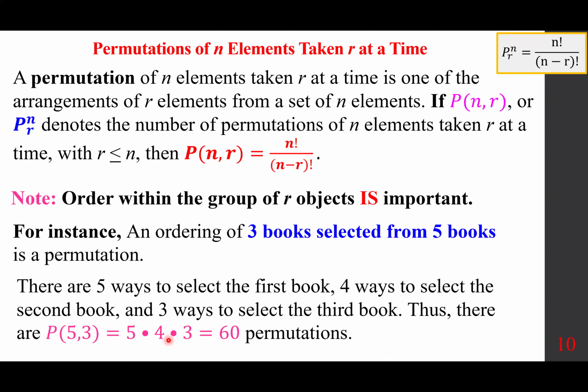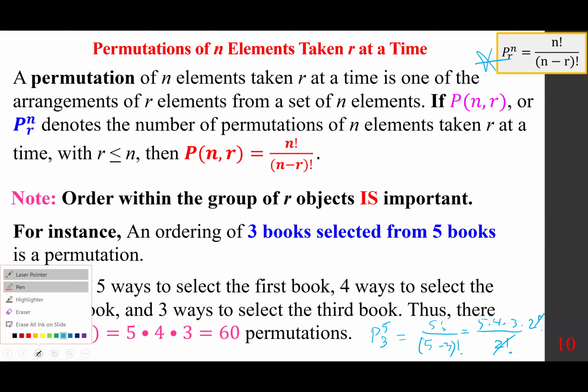Or you can say P(5,3), which is n factorial, according to this formula, right? 5 factorial divided by 5 minus 3 factorial. Okay, so I hope you see that the denominator is 2 factorial or simply 2. The top is 5 times 4 times 3 times 2 factorial, and so you get 60. So that's another way of doing it. You can do it with the permutation formula or just notice the multiplication rule.